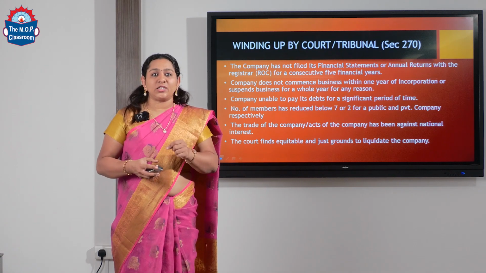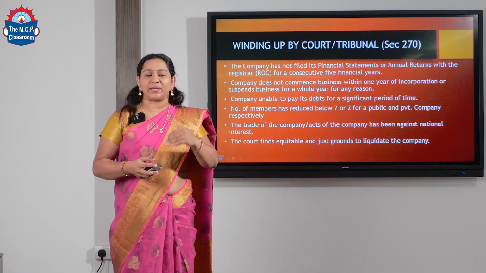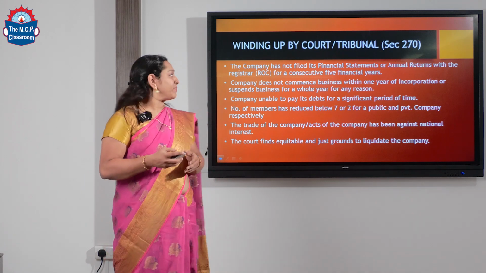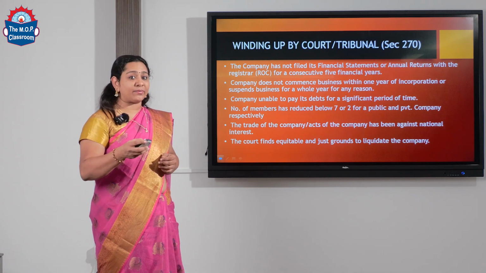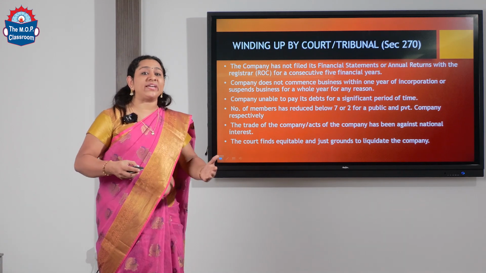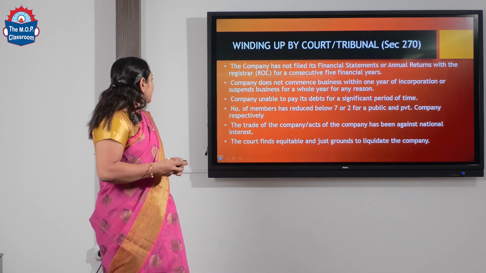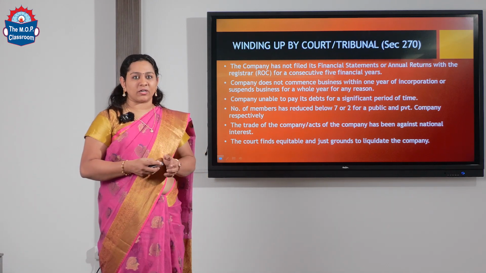It would be a result of a series of non-compliant actions or violations that have been perpetrated by the company. It could be that the company has not filed its financial statements or annual returns with the registrar every year, and at least for the past 5 years it has not been compliant, and the company does not commence business within 1 year of incorporation.